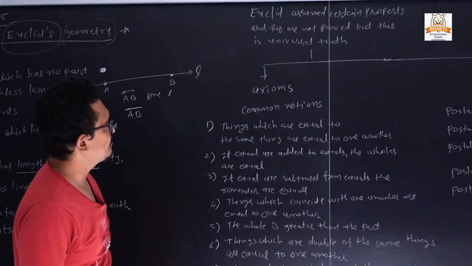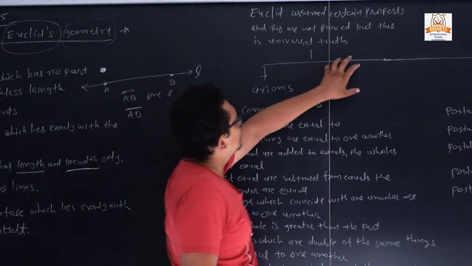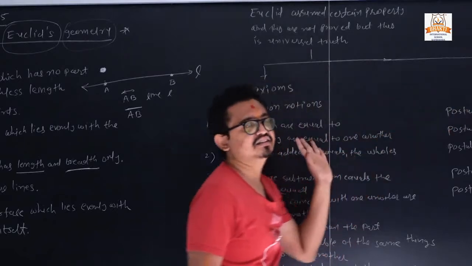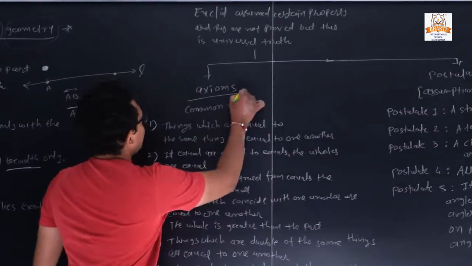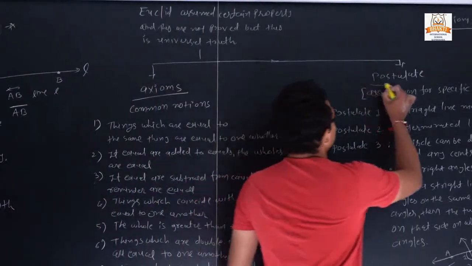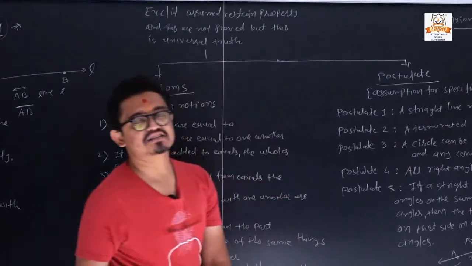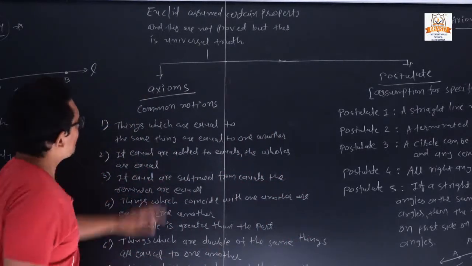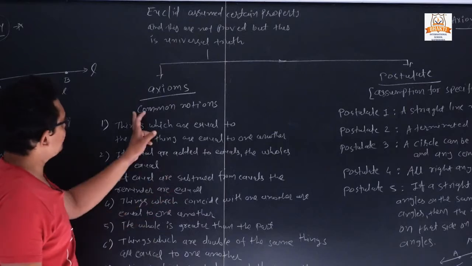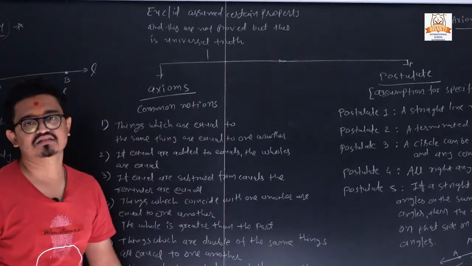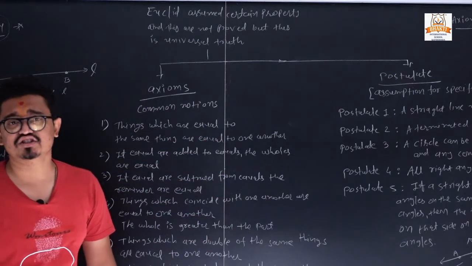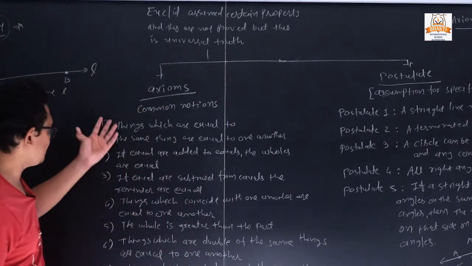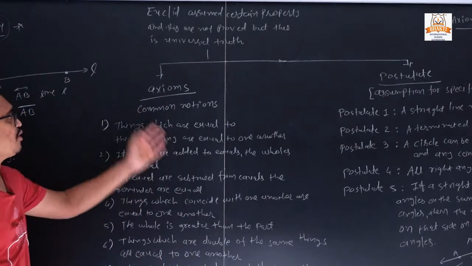So it means what? Euclid divided his certain assumptions into 2 different things. Which ones? First of all, axioms, and second, postulates. Clear? Axioms and postulates. So what are axioms? Axiom means what? It is a common notion. Clear? It is a common notion. So what are the common notions? I can write some points for common notions.